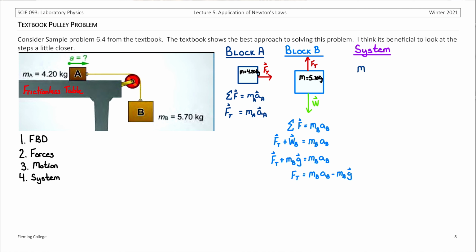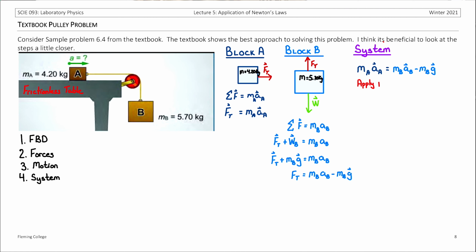So setting our equations equal to each other, we will have the mass of block A times the acceleration of block A is equal to the mass of block B times the acceleration of block B minus the mass of block B times the acceleration due to gravity. Now you may look at this equation and realize we know the mass of the blocks, we know the acceleration of gravity, but we don't know the acceleration of each block. The question asks us to solve for the acceleration of block A, and we only have one equation here, so we need to make sure we only have one unknown.